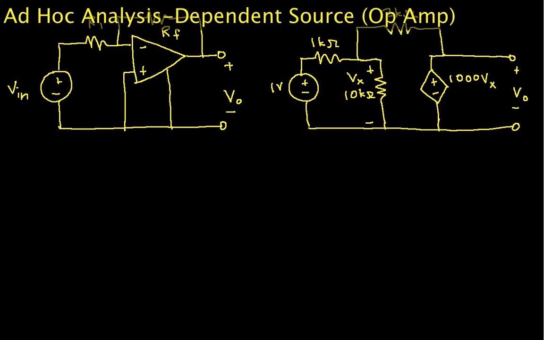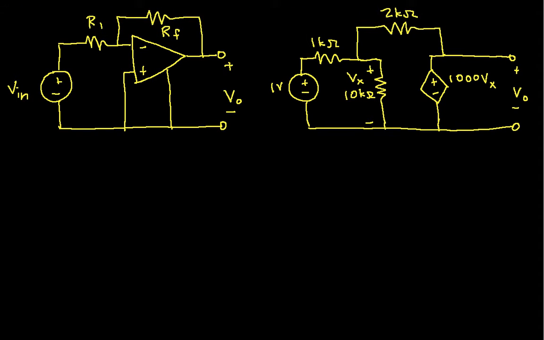Welcome to this video. In this video we will do ad hoc analysis of a circuit with a dependent source. The motivation for this circuit is an op-amp amplifier. Op-amps are differential voltage amplifiers with very high gains. They turn out to be extremely useful in all sorts of different circuit design problems.